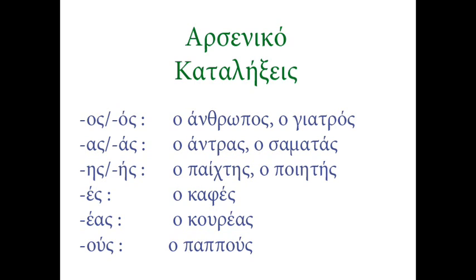And we have ο καφές, and of course many other nouns that end in -ς. Ο καφές means the coffee. We have also -έας, ending in -έας. Example, ο κουρέας, which means the barber. And finally, we have the masculine nouns in -ούς. For example, ο παππούς, which means the grandfather.